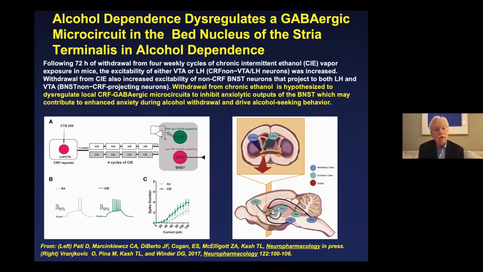And so the argument would be that we've identified a very specific circuit involving CRF, but other neurotransmitters that project from the central nucleus of the amygdala to the bed nucleus of the stria terminalis, and then possibly on to the lateral hypothalamus and back to the ventral tegmental area, to drive this motivated negative reinforcement form of compulsive drinking.